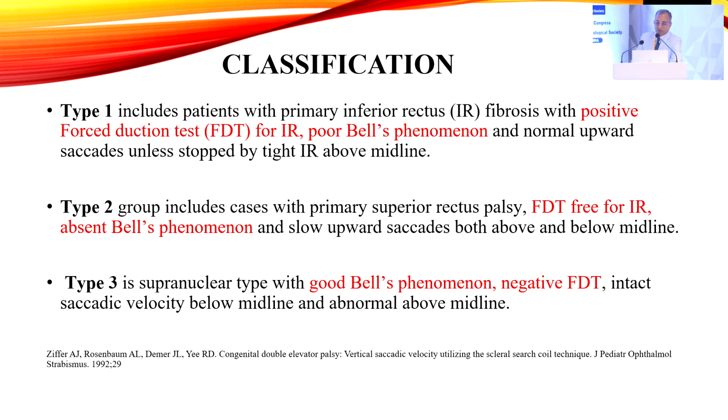In type 1, there is tight inferior rectus with positive FDT for inferior rectus, poor Bell's. In type 2, there is primary superior rectus palsy and the FDT is free for inferior rectus, and type 3 is supranuclear with good Bell's, negative FDT, and intact saccadic velocities below midline and normal above midline.